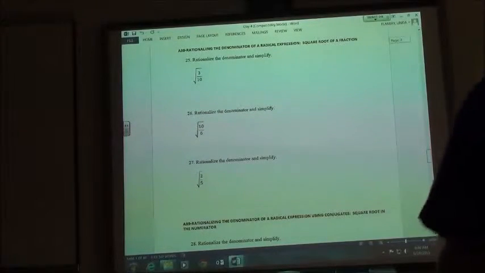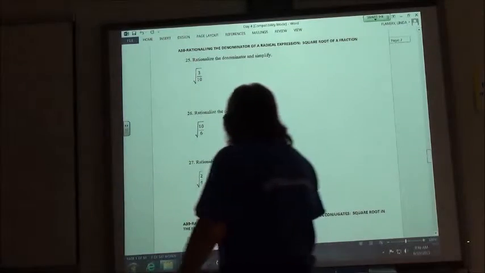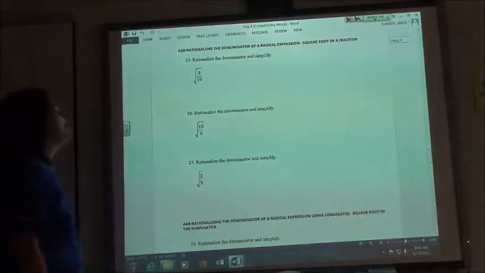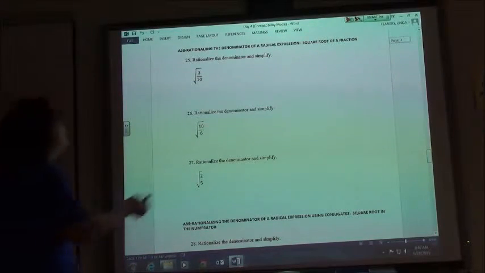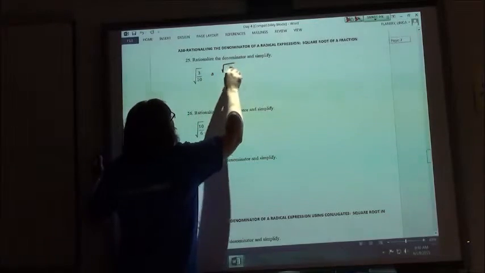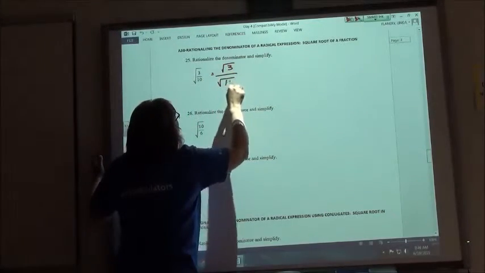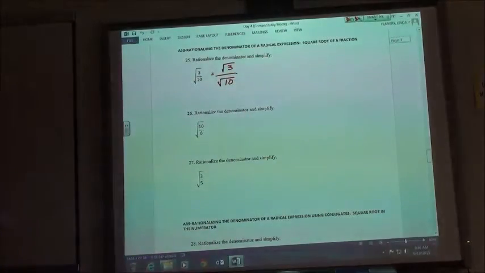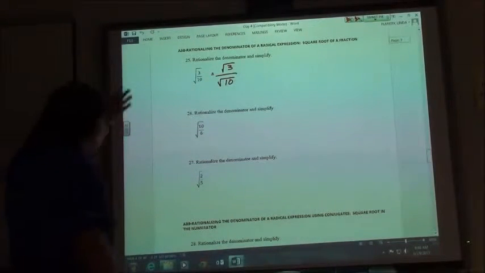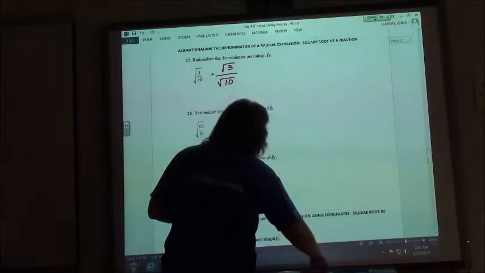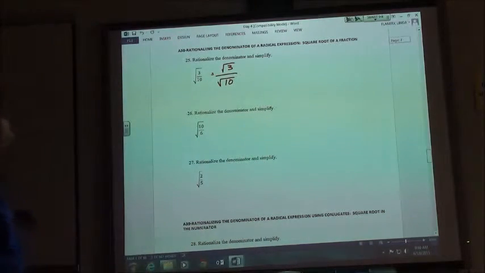25, 26, 27, and a bunch more are going to be talking about rationalizing the denominator. If I have a fraction that's under the square root, I could rewrite it as the square root of 3 over the square root of 10. It's like they're both under the square root. When they talk about rationalizing the denominator, they want you to eliminate the square root from the denominator of your fraction. If I could reduce, I would first, but I can't reduce down 3/10, and so I split it up.